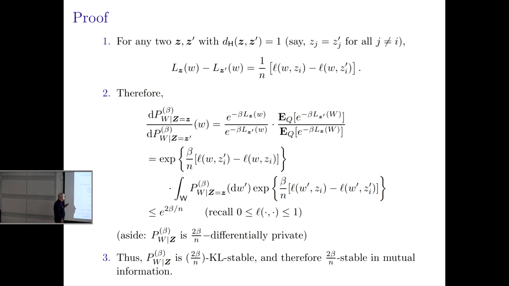Now if I look at the likelihood ratio, or, if you want to be fancy, the Radon-Nikodym derivative of the Gibbs algorithm for one of the data sets relative to its neighbor, we have the numerators. The Q terms disappear. And we have denominators, which are these normalization factors. For the numerator, I can use this expression here. And for the denominator, I have two expectations with respect to Q. If I add and subtract using this formula, then I have the expectation of the same thing, beta over n times the difference, now averaged with respect to the Gibbs distribution for one of the data sets. But this term is upper bounded by beta over n. So this is upper bounded by e to the beta over n.